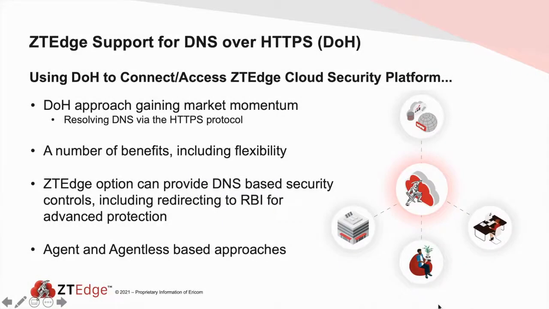Hello. In this session, we're going to talk about using ZTEdge web isolation in conjunction with DNS over HTTPS. Using DNS over HTTPS, or DoH, has some advantages. Firstly, the DNS traffic is encapsulated over standard HTTPS using port 443.